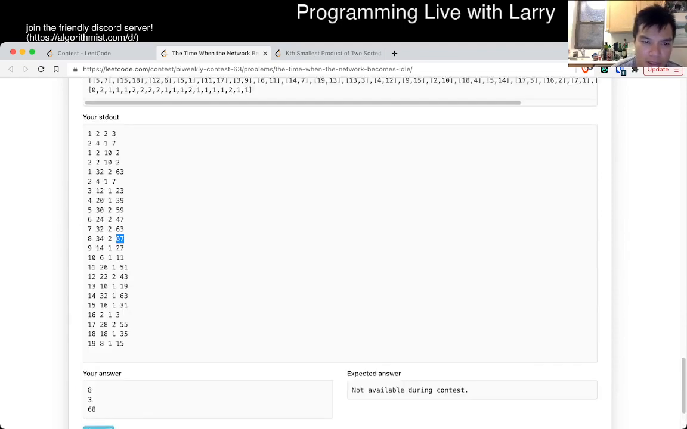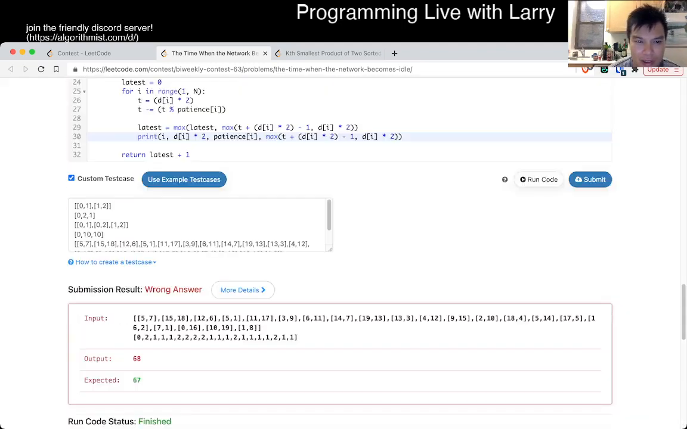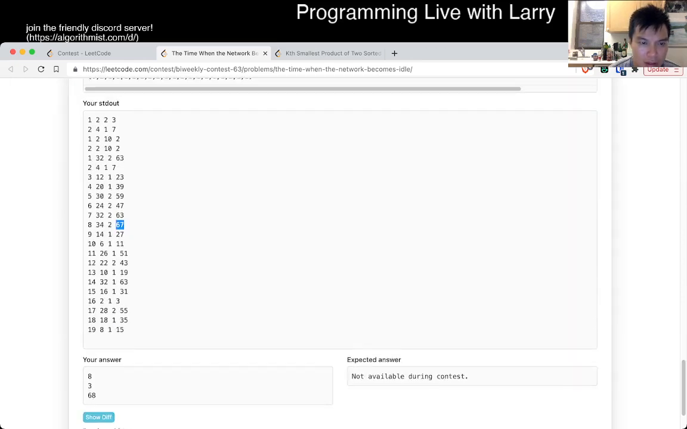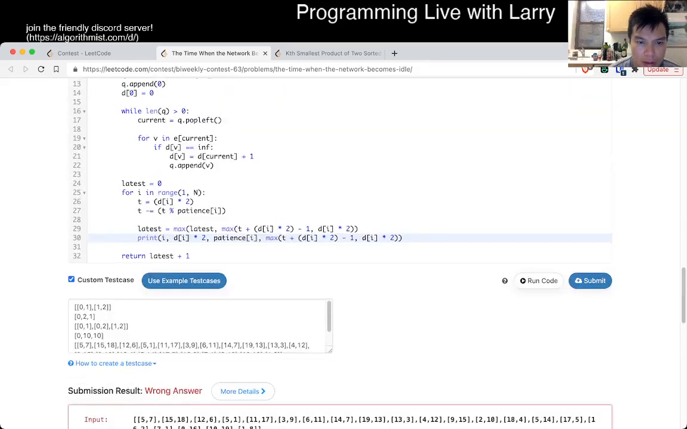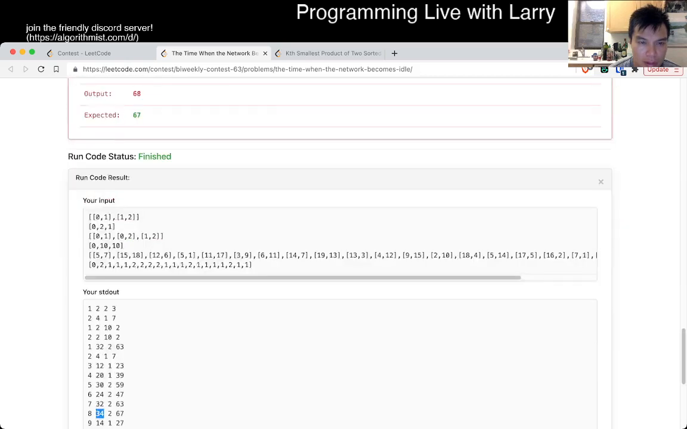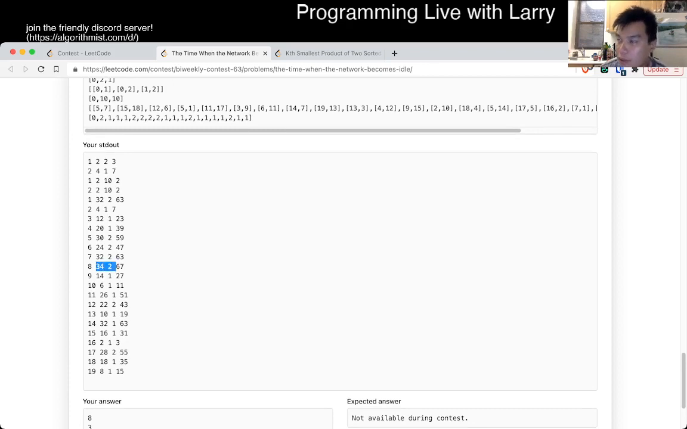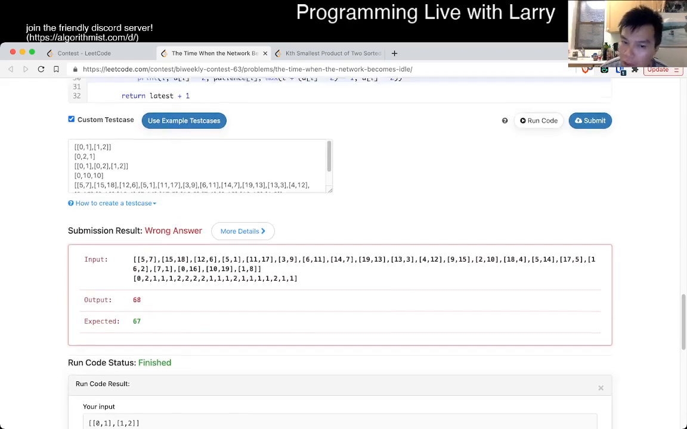Is my logic wrong? I don't want to draw this graph. This is so silly. It's 17 away. Patience of 2. So then that means that the last message that it sent is at. Oh, I see. I am off by 1. Because it gets back at 34, but the last message should be 32. Okay, how do I handle that?